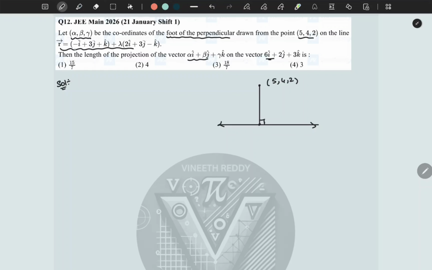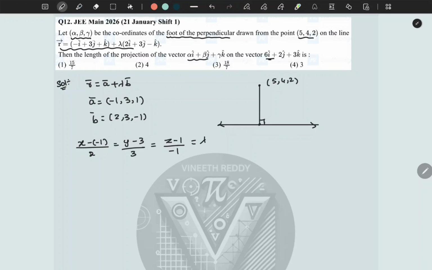Now the equation: r bar is equal to a bar plus lambda into b bar. A bar is the point through which the line is passing, and that point here is -1, 3, 1, and b bar is the direction of the line, that is 2, 3, -1. Yes students, a bar and b bar are vectors actually. Anyway, the straight line would be (x minus x1) by a equals (y minus y1) by b equals (z minus z1) by c. Let me equate this to lambda.